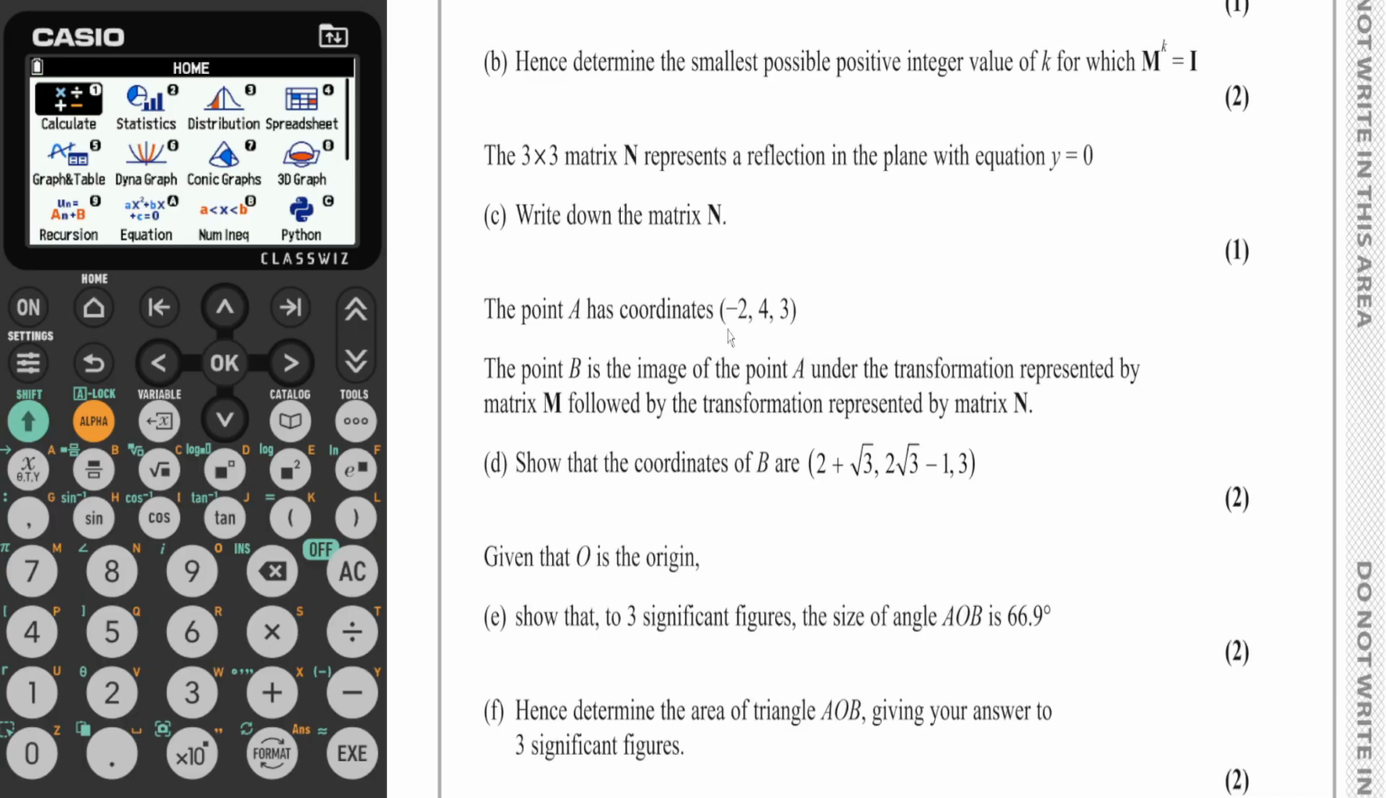The point A has coordinates negative 2, 4, 3. The point B is the image of the point A under the transformation represented by matrix M, followed by the transformation represented by matrix N. Part D. Show that the coordinates of B are 2 plus root 3, 2 root 3 subtract 1, 3.